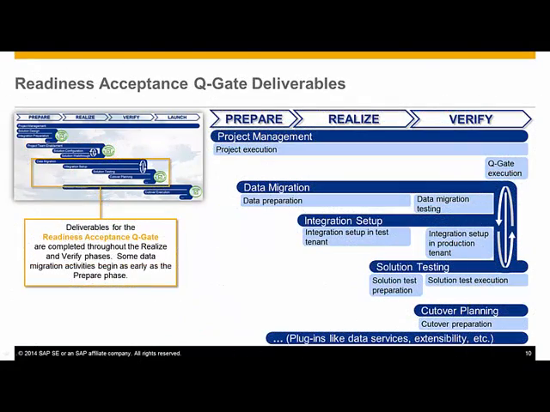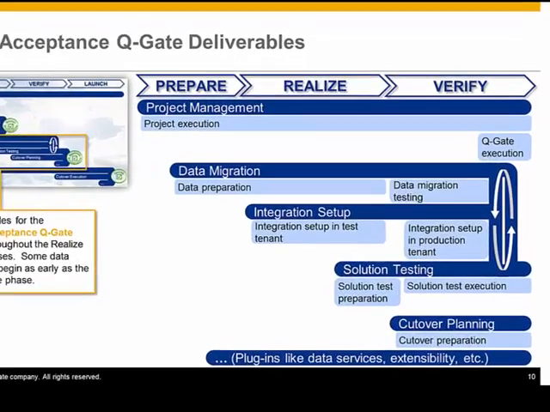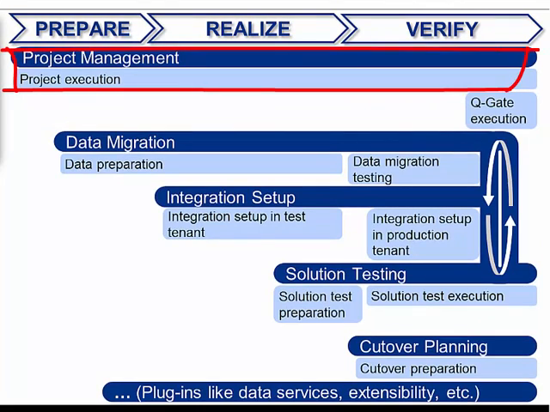The readiness acceptance QGate is when the project team decides if the system, people, and data are ready to proceed with the cutover into the production tenant. The milestone occurs at the end of the verify phase and is impacted by many streams. The project execution deliverable is repeated as the project manager continues with project status meetings, status reports, and risk management.